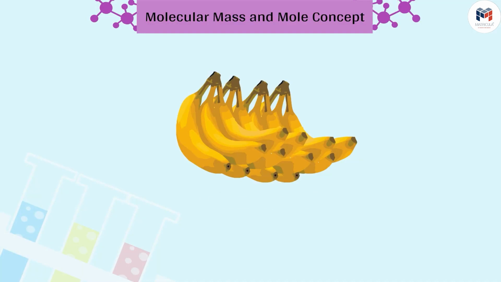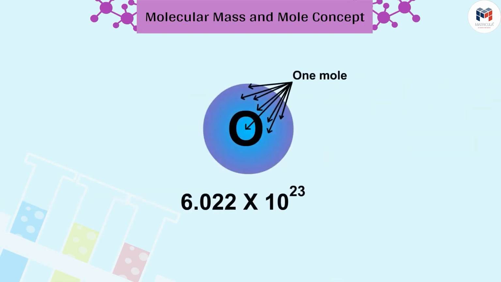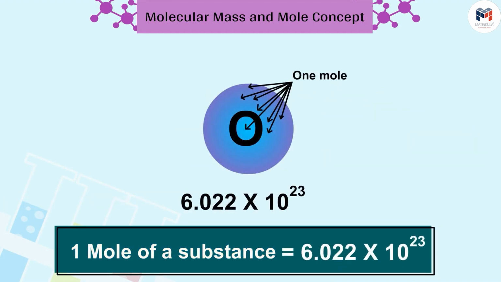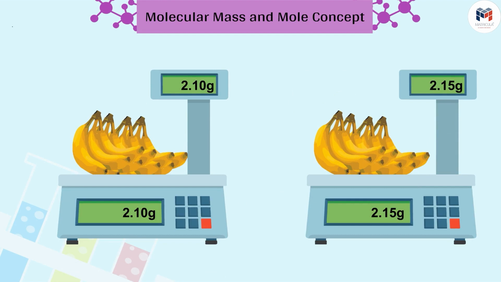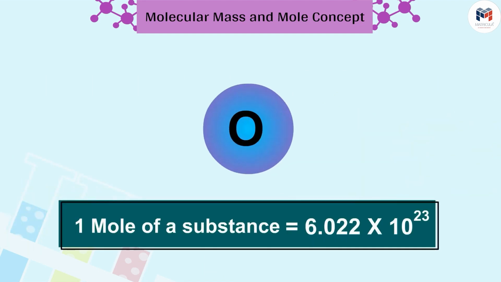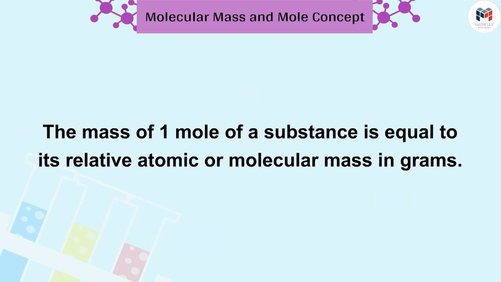For example, a dozen of an object is equal to 12 objects. In the same way, 1 mole of a substance is equal to 6.022 into 10 raised to 23 particles. Besides being related to a number, a mole has one more advantage over a dozen or a gross. This advantage is that the mass of 1 mole of a particular substance is also fixed. The mass of 1 mole of a substance is equal to its relative atomic or molecular mass in grams.